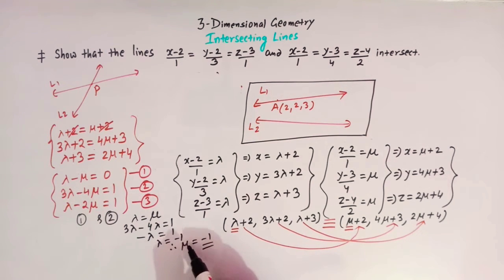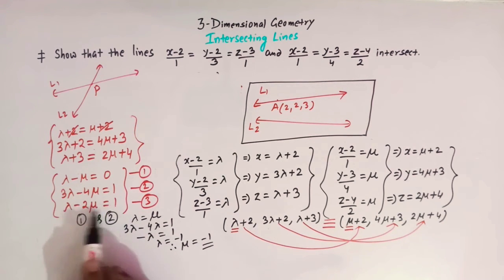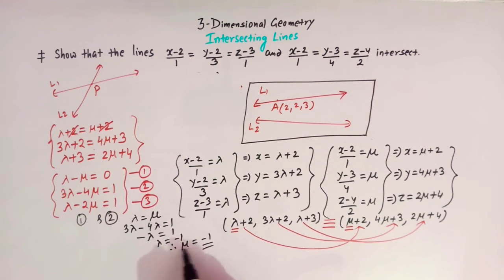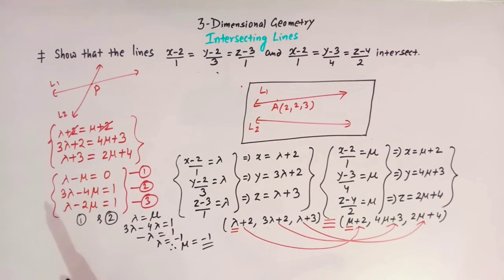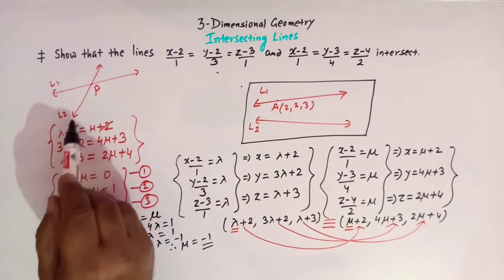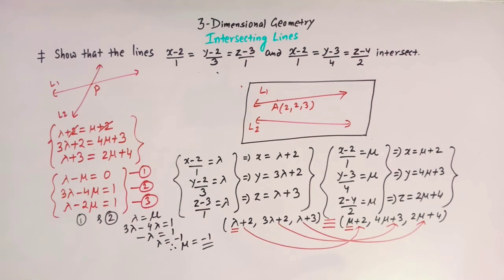Now the next step is to substitute this value of lambda and mu in the third equation. Now if this equation number 3 satisfies these two values, then we say that we have a common point of intersection, or the two lines are intersecting, right? And if these two values do not satisfy the third equation, then these two lines are not intersecting, right?